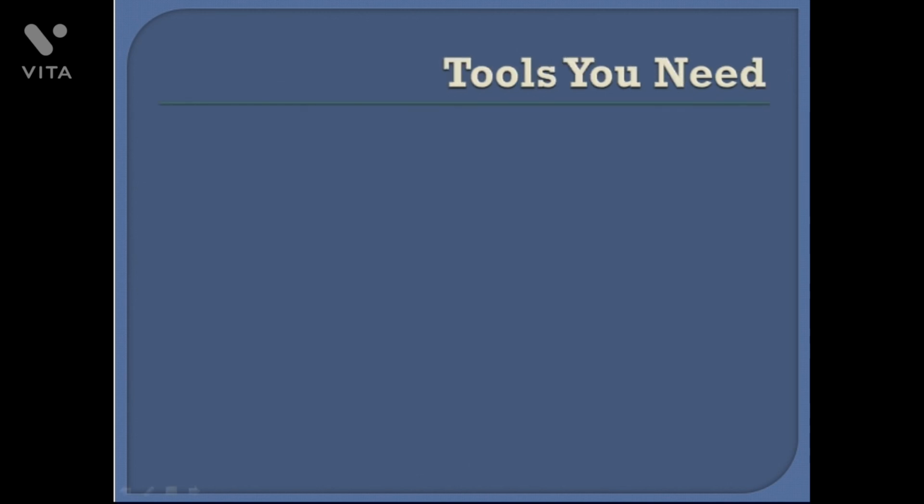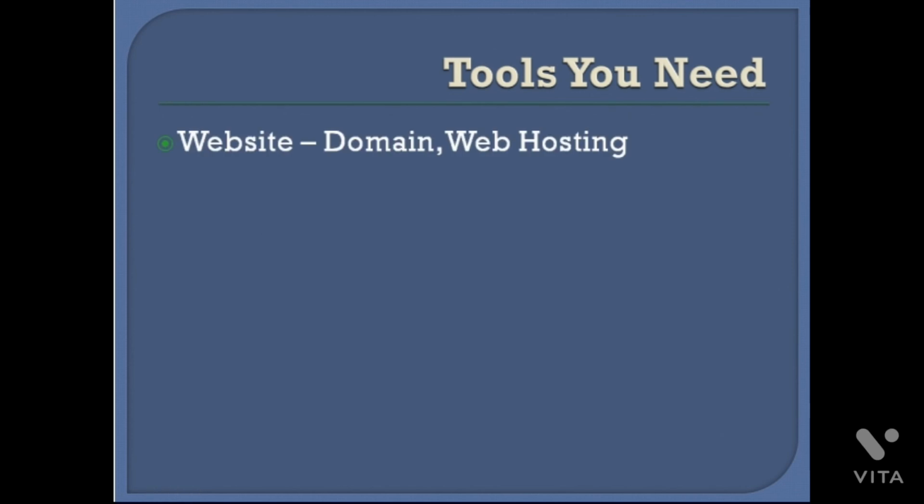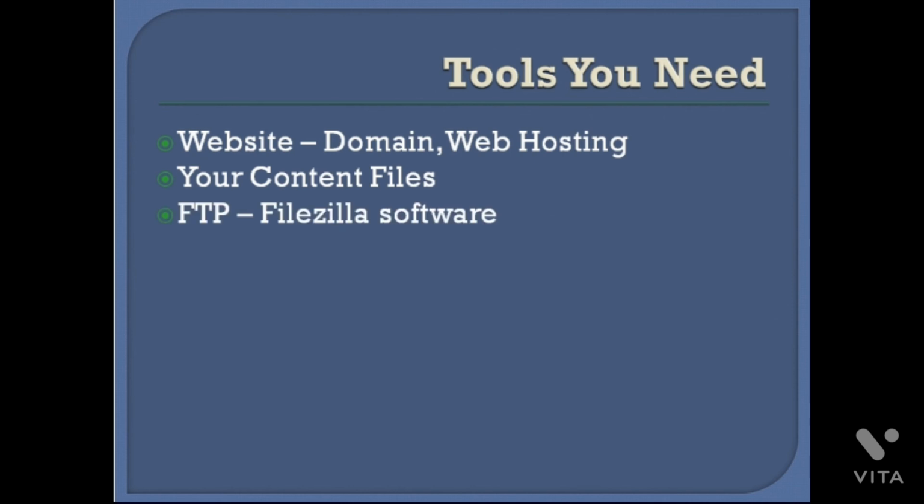Now what I want to do now is talk about the tools you need so that you can gather those tools before we begin the implementation process. You're going to need a website. You're going to need a domain and web hosting. Now in this video series, I'm going to assume that you already have a website and you already have your content. But what I'm going to do is show you how to implement this and create an automated machine and add it to your website.